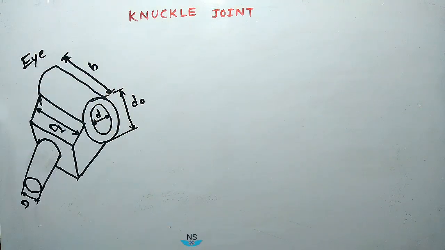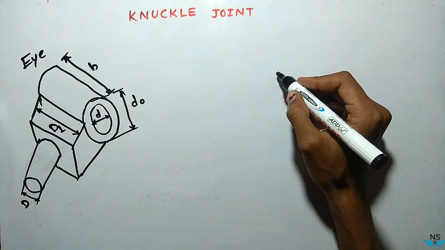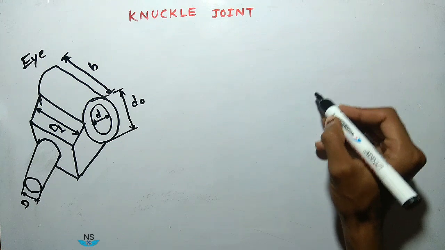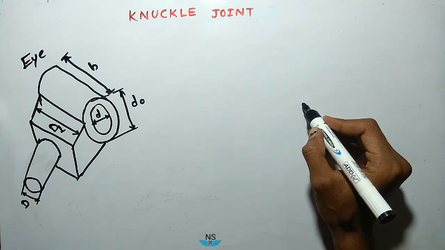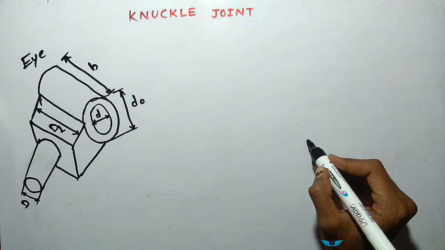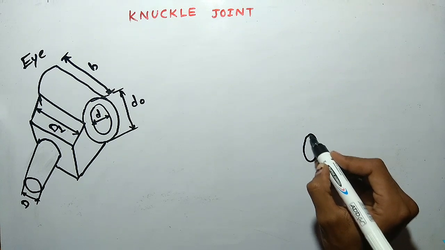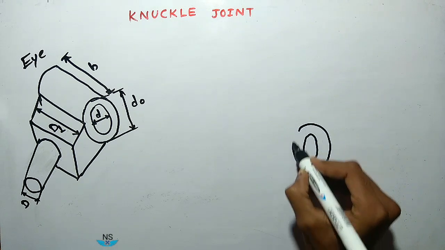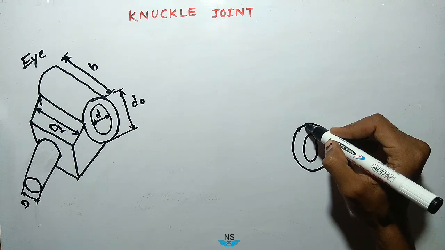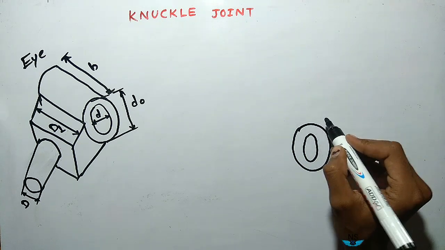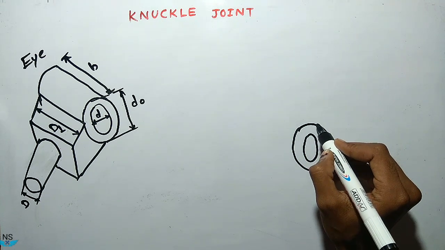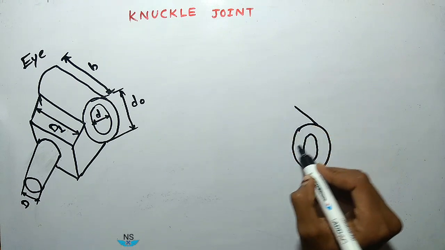This is our eye. Now how does the fork look? Let us see the fork. So this is the fork. Now let us see the fork.